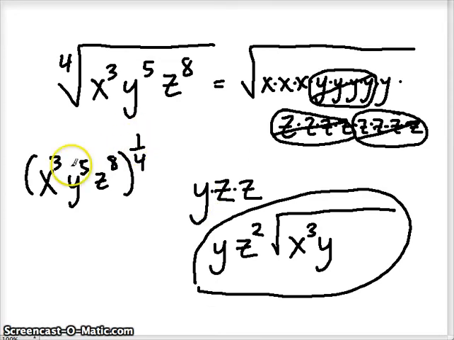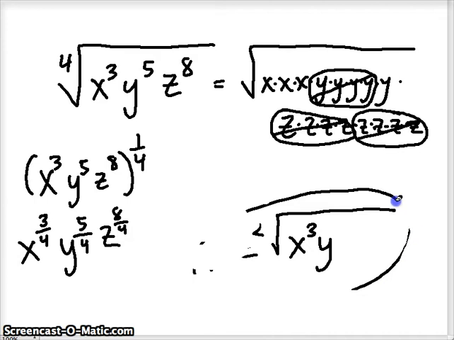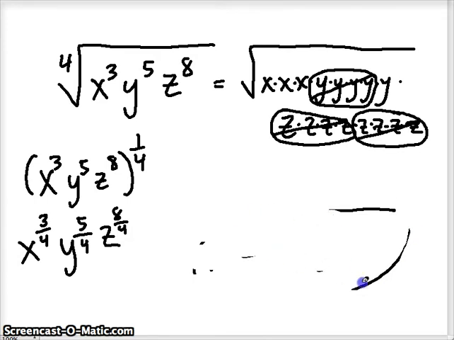So if I distribute my exponent, I'm multiplying my exponents, right? So I get x to the 3/4, I get y to the 5/4, and I get z to the 8/4. So if I can simplify any of this, I can simplify some of it here. Can't simplify my x's. Still got x to the 3/4. Let me get rid of this stuff here on the right. Let's rewrite our answer. See what we get here.